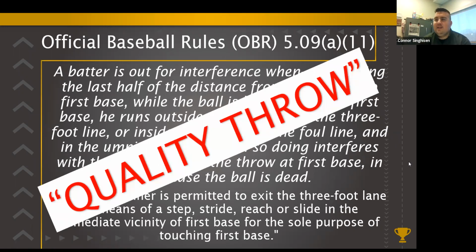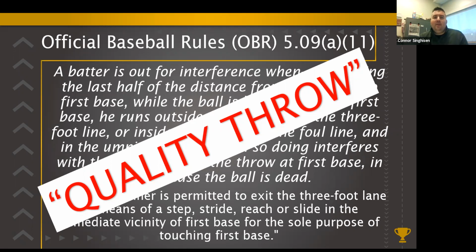So one of the big things that we hear a lot on this play is it has to be a quality throw or a true throw. There are multiple interpretations on this. The more valued or more commonly believed interpretation is the Wendelstedt interpretation. Hunter and Harry Wendelstedt run one of the two pro schools, or Hunter runs it now. Harry, his father, worked in the majors for a long time.